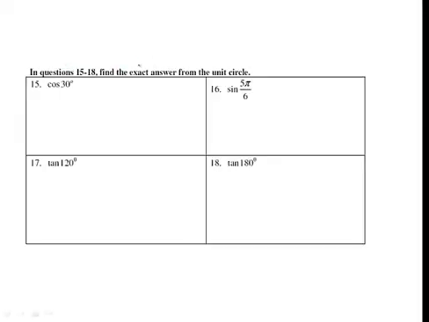Okay, when it says find the exact answer, they're saying no decimals are allowed. So what I always tell everybody is type in your calculator first. Type in cosine 30. Unfortunately, that's a decimal, so we can't do that. So instead, we're going to go back to the unit circle. So we're going to draw the picture.